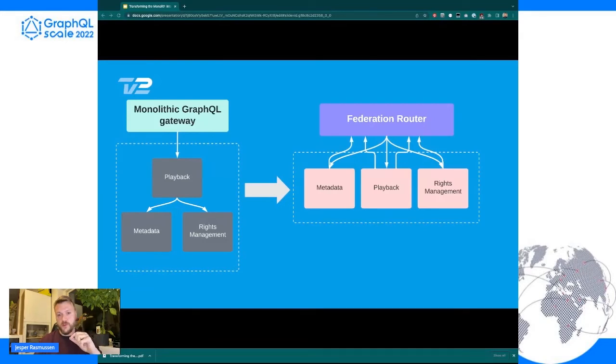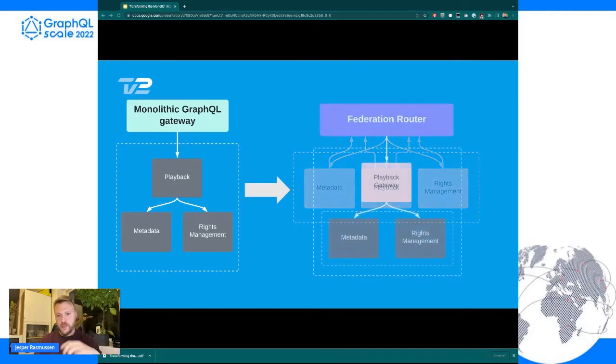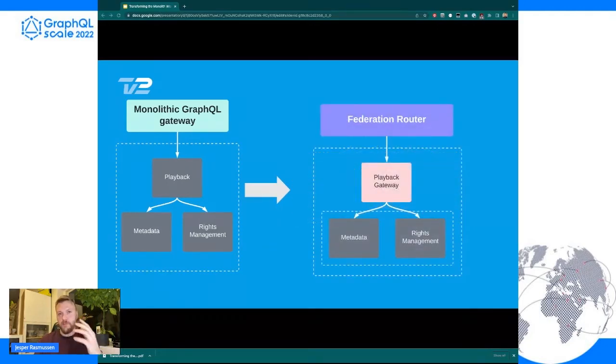So eventually we decided that this was probably not the best approach for us, also simply because these services don't all need to expose a schema. In our setup you really don't need a rights management schema, because you don't need to look up rights if you're not actually doing playback. So we eventually ended up grouping this in a playback context, where the playback gateway would be the only thing that would actually expose a schema, and then it would just have some downstream dependencies still running REST.